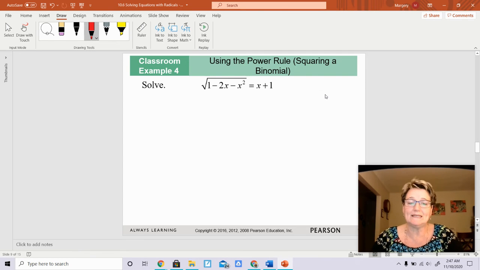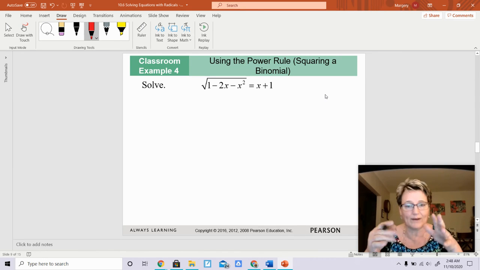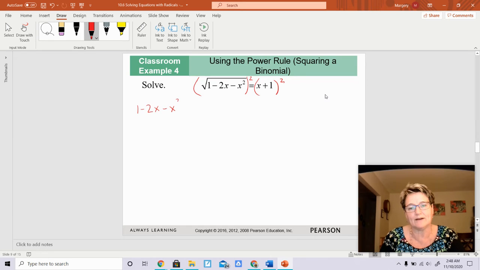The next one, once again, whatever's under the radical, you must isolate it. Well, this one here is already isolated. So the square root of 1 minus 2x minus x squared is completely isolated. So in order to get rid of the square root, you're going to square it. Whatever you do to one side, you must do to the other side. So whatever's under the radical comes out. So it's going to be 1 minus 2x minus x squared equals.